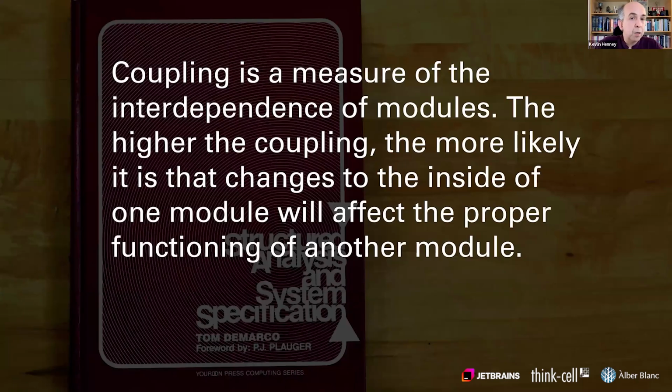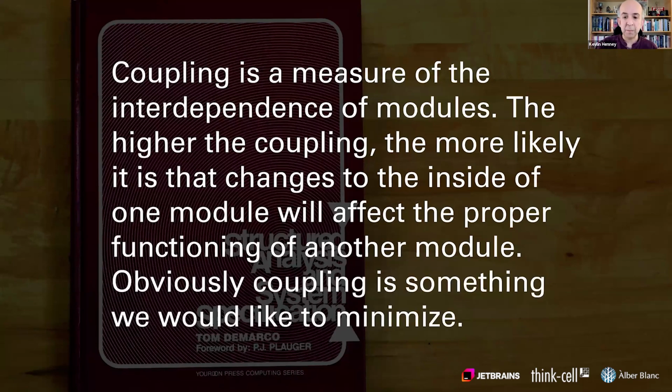the narrative from the Tom DeMarco book. Coupling is a measure of the interdependence of modules. The higher the coupling, the more likely it is that changes to the inside of one module will affect the proper functioning of another module. If these two things are tightly coupled and I change this, that always causes ripple effects, either build effects, but more significantly breakage, semantic breakage, or even syntactic breakage. But the idea is you don't want everything depending on everything else. You want loose coupling. Obviously, coupling is something we would like to minimize.